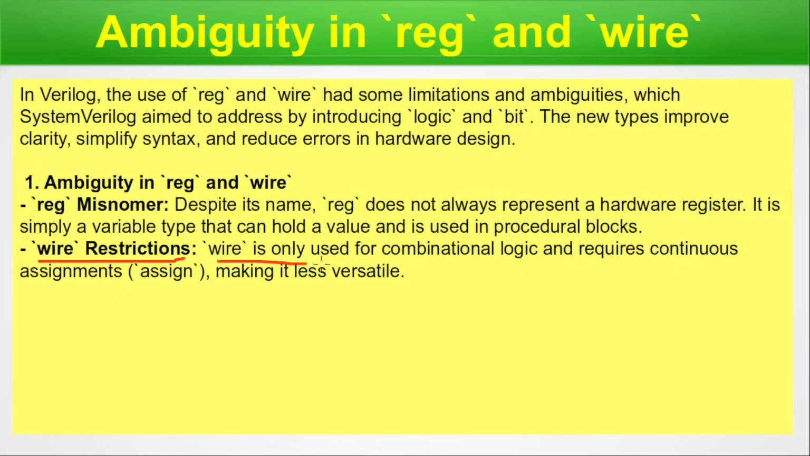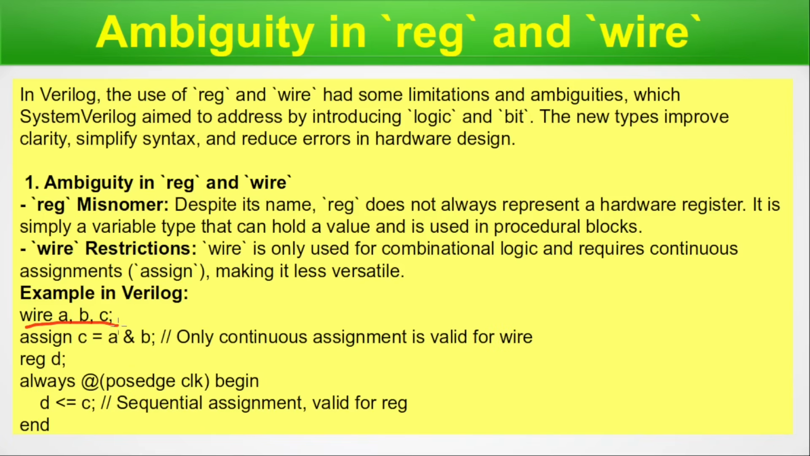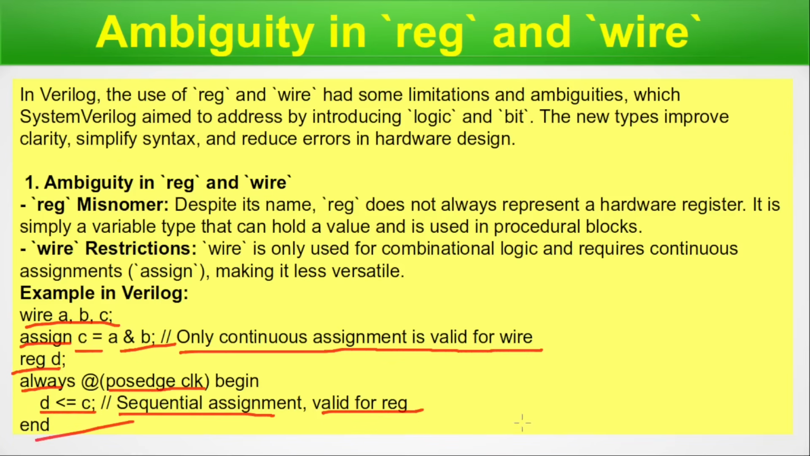Wire restriction. Wire is only used for combinational logic and requires continuous assignments, that is the assign statement, making it less versatile. So now the namings are not according to the dictionary meaning. That is what we see here. Example in Verilog. Let us take a very small code. Here we have a definition with wire, we have an assign statement where C is A and B, only continuous assignment is valid for wire, okay, and we have reg D, and here we have an always block with a positive edge of clock as a trigger, and here D receives the C through a sequential assignment, and this is valid for reg. So here you can see how the things are pretty much confusing and we have to maintain some decorum to use them.